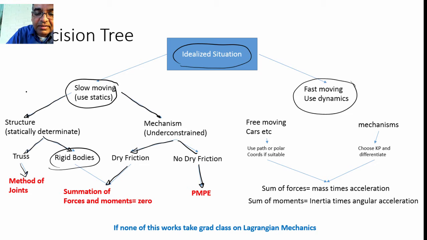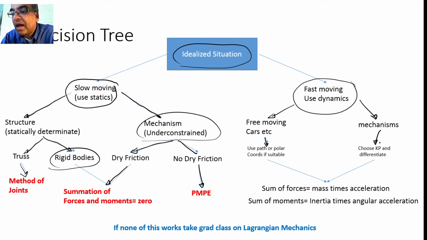Okay, so this is on the static side. On the dynamic side, you have to figure out whether it's a free moving body, like cars and things like that, which are really going very far, or is it more like a mechanism? Is it a fast moving mechanism or is it a fast free moving object? If it's a free moving object, you probably want to use a specialized coordinate system. The two coordinate systems we are going to talk about are path coordinates and polar coordinates. And if it's a mechanism, then you have to choose the appropriate kinematical parameters, and then find the position vector and velocity vector.